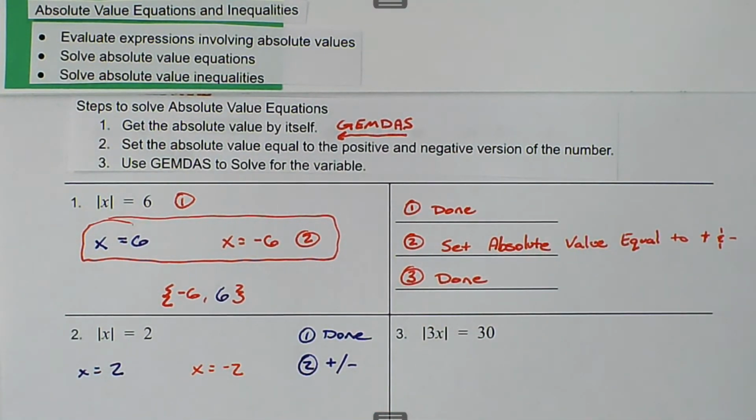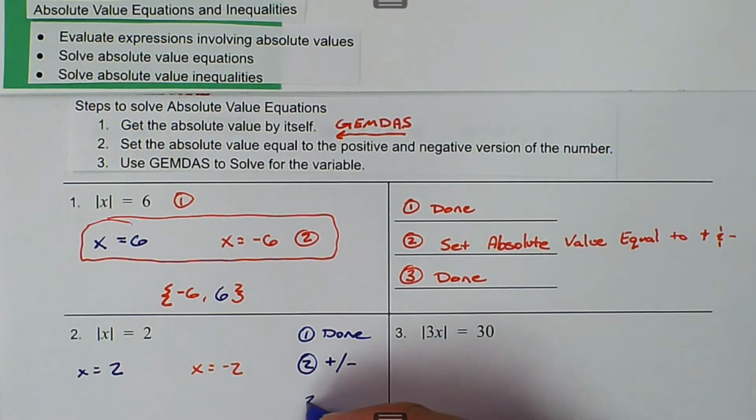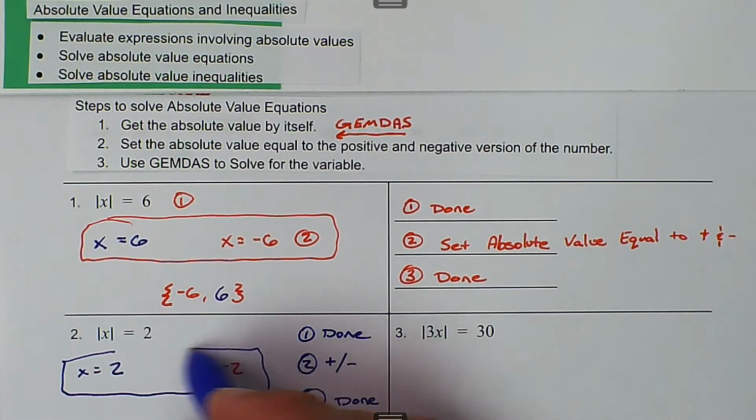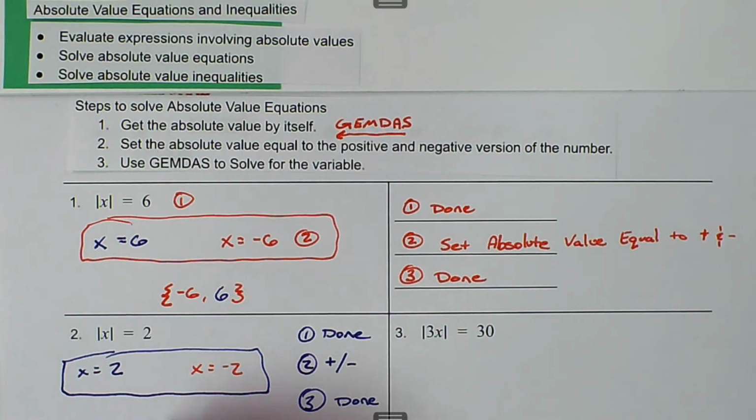And then step 3, use GEMDES to solve. That one is done for us already as well. So then our solution is very similar to the one we had earlier, where we have the set that includes negative 2 and 2. And we always write the lower number on the left.